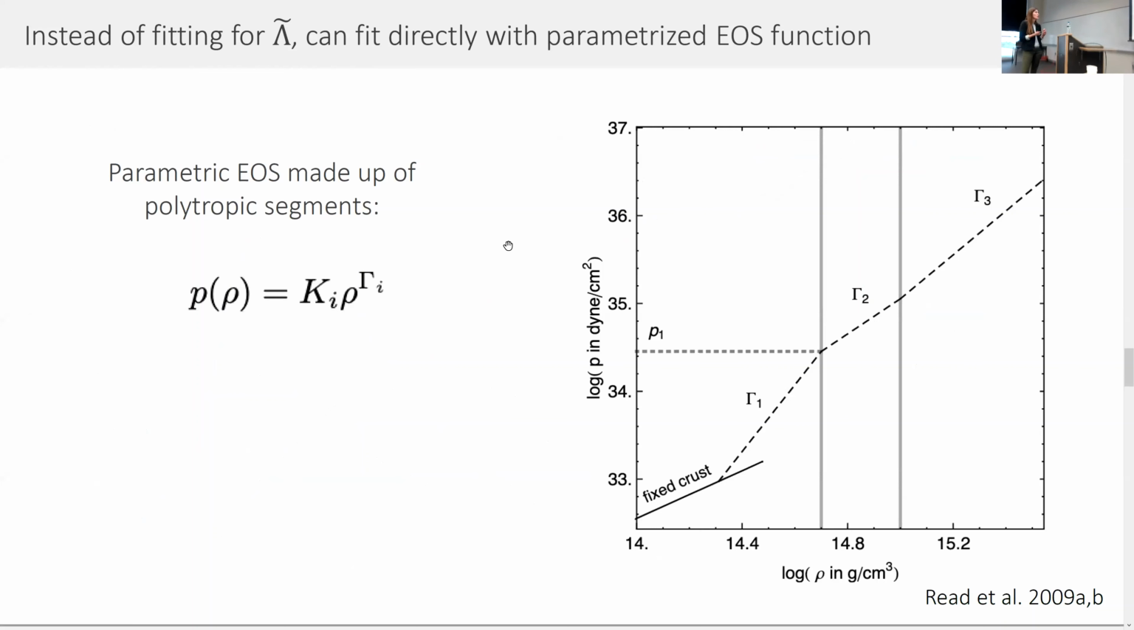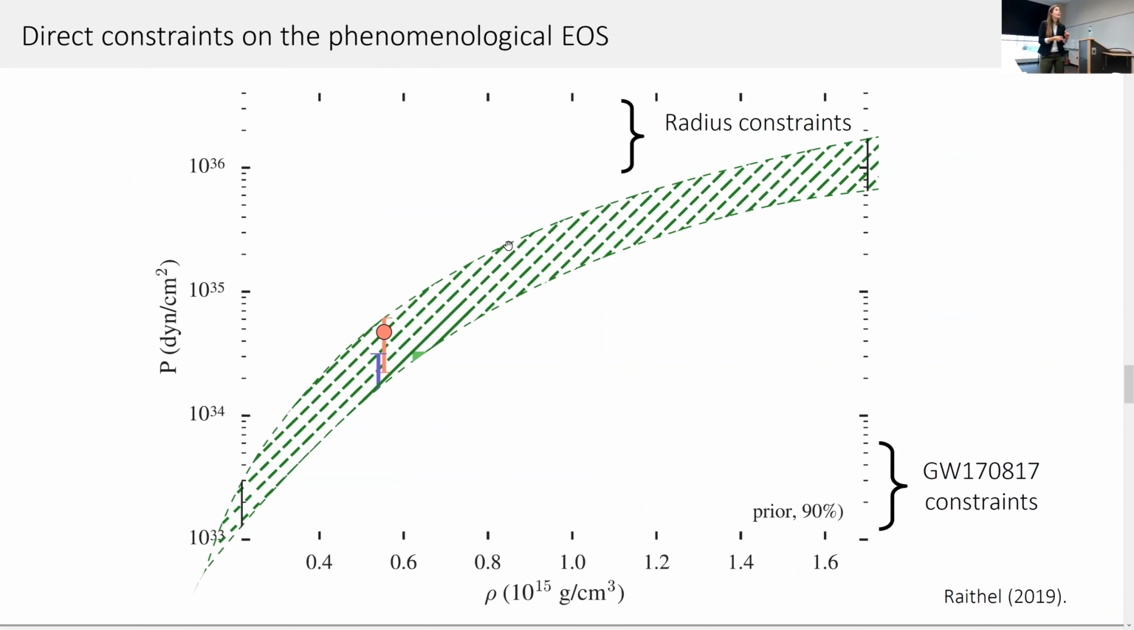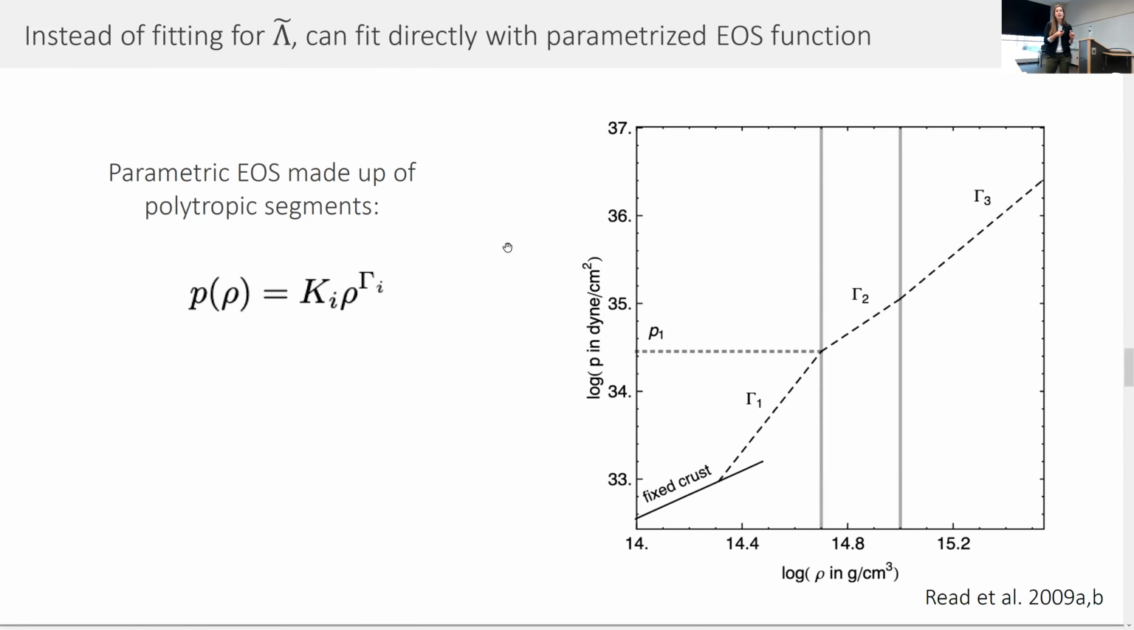And the way people do this is to use a parametric equation of state, often constructed of polytropic segments, so you just have these power law segments with density. And so you can write down a waveform model where all of the matter effects are directly connected to this equation of state, the parameters of your equation of state.